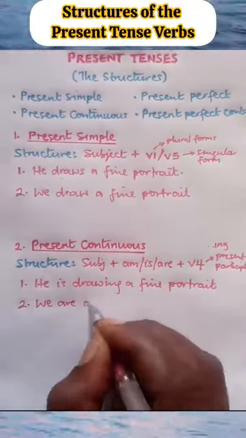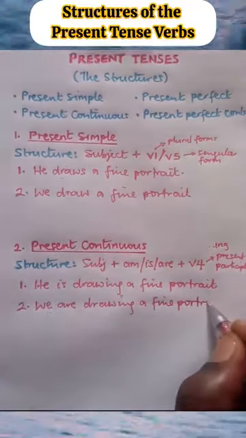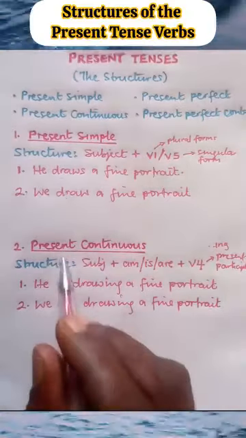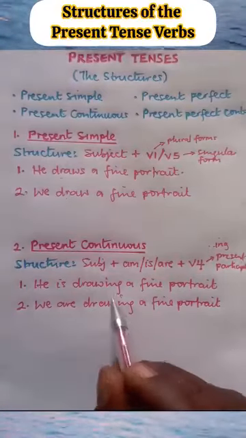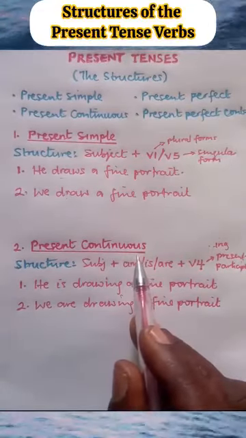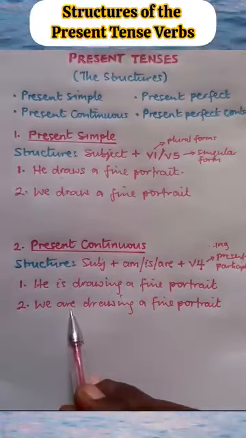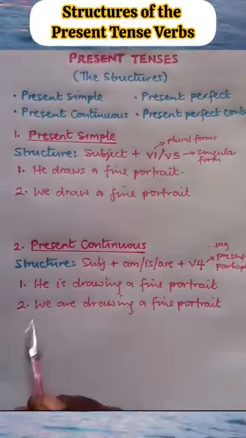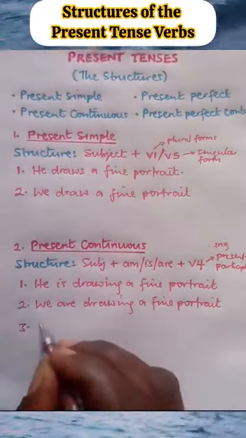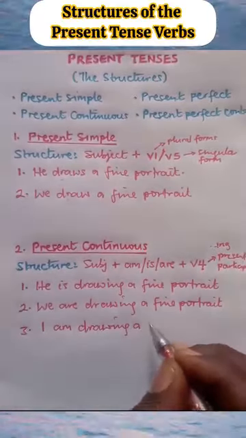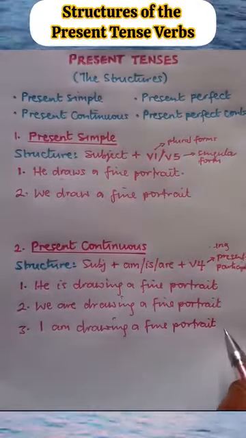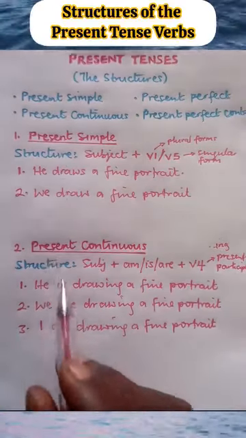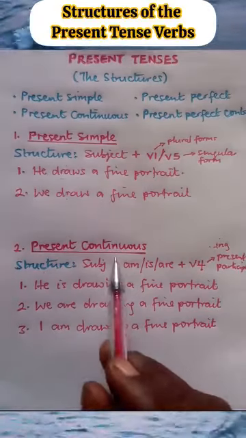Example 2, we have we are drawing a fine portrait. Here we have are, a present tense auxiliary to represent present, and of course drawing to represent the progressiveness or continuous. So are and drawing combined represent the present continuous. We use are because the subject is plural. Let's look at example 3. I am drawing a fine portrait. Similarly, we have am, a present tense auxiliary which represents present, and of course drawing, which represent the progressiveness of the action.